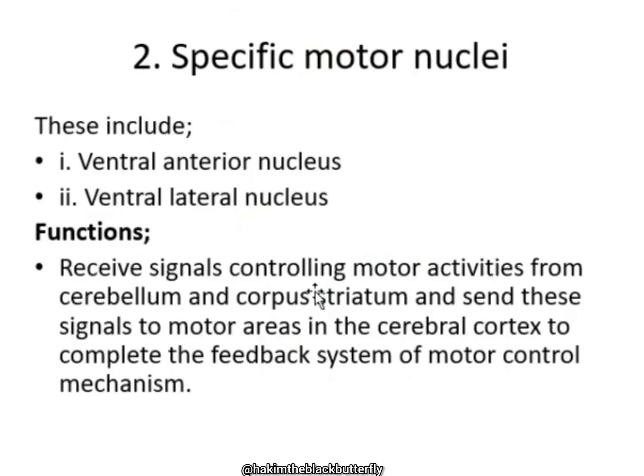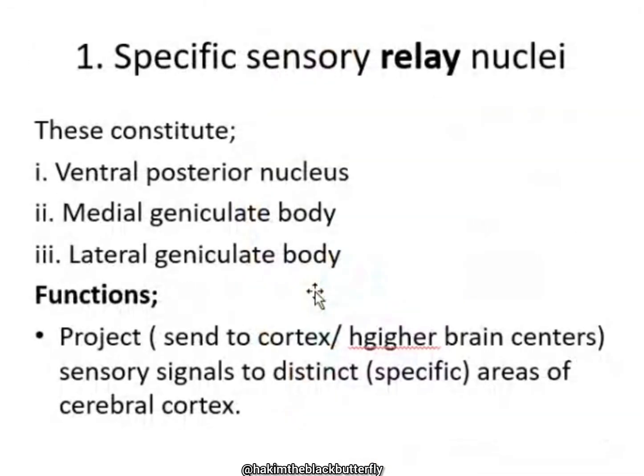That is how the physiological classification looks like. So the function of these is to project, to send sensory signals, general sensations, visual, auditory, to the cerebral cortex. So information from those nuclei is now sent to the sensory areas of the cortex.